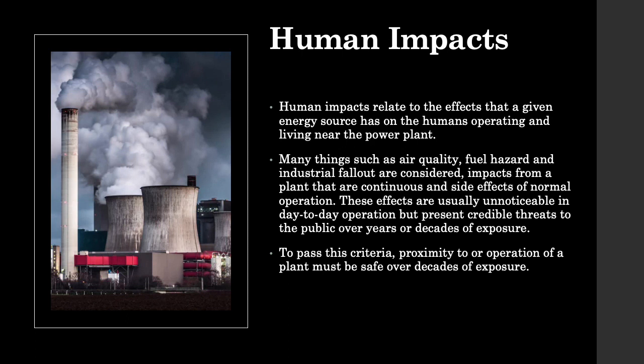Human impacts relate to the effects that a given energy source has on the humans operating and living near the power plant. Many things such as air quality, fuel hazard, and industrial fallout are considered impacts from a plant that are continuous and side effects of normal operation. These effects are usually unnoticeable in day-to-day operation, but present credible threats to the public over years or decades of exposure. To pass this criteria, proximity to or operation of a plant must be safe over decades of exposure.